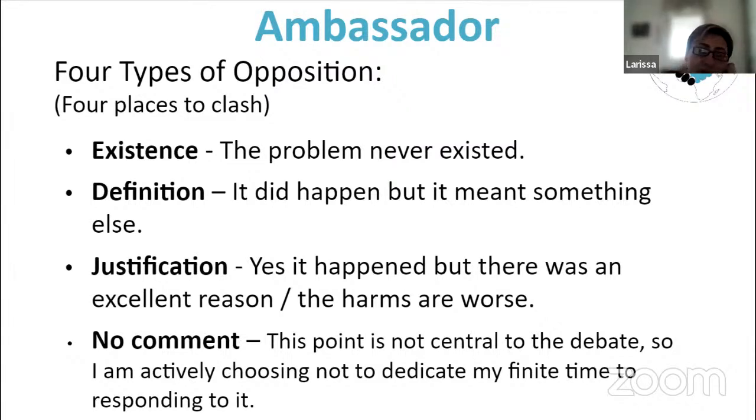Existence: the problem never existed. I'll explain all this. Definition: it did happen, but it meant something else. Justification: yes, it happened, but there was an excellent reason. The harms are worse. No comment: this point is not central to the debate, so I'm actively choosing not to dedicate my finite time to responding to it. Okay, so we see here that there are 4 different ways that we can respond to the same point. Let's see this in an example, and then we'll bring it all together.